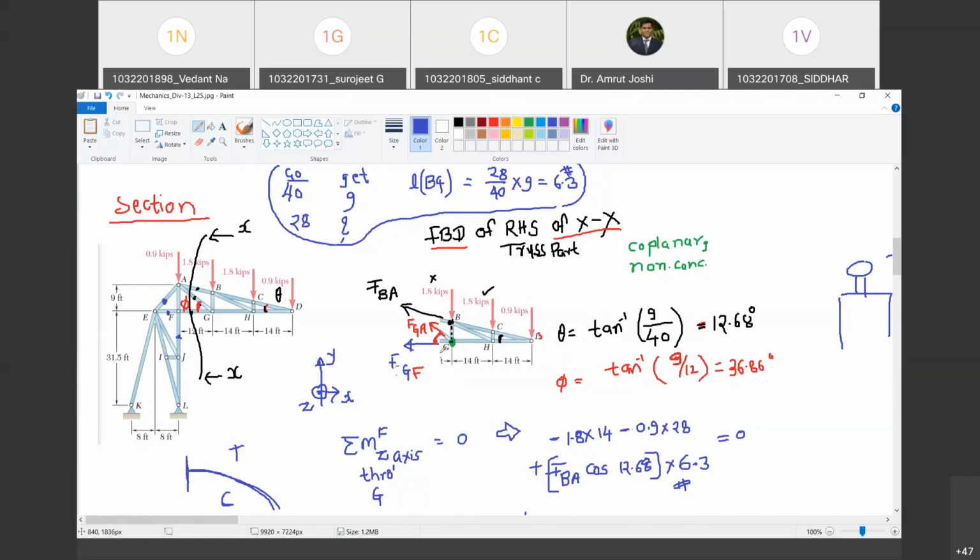So what is the next rule for choosing the section? Section cannot cut through more than 3 members. Are you with me? Yes, sir. So what is the definition of a legitimate section in method of sections?